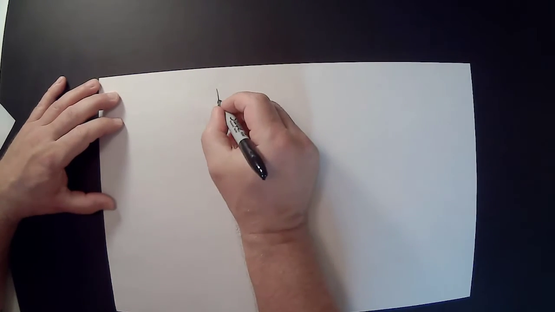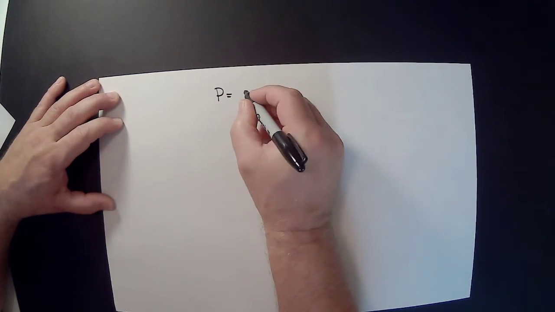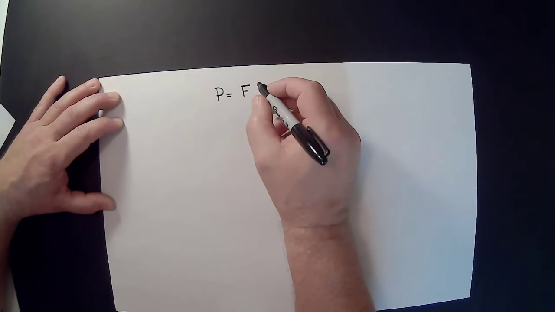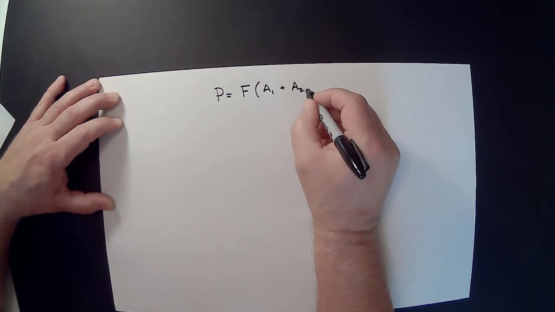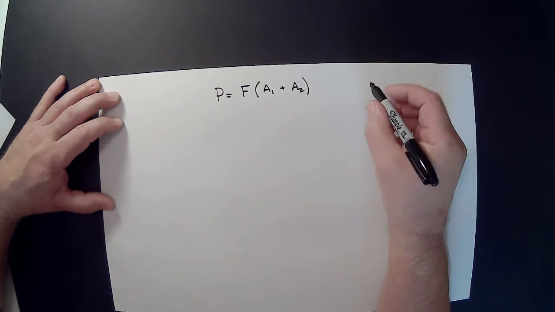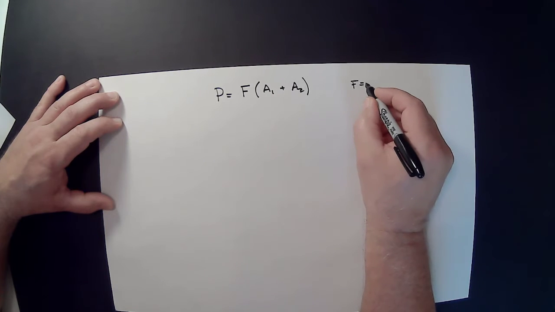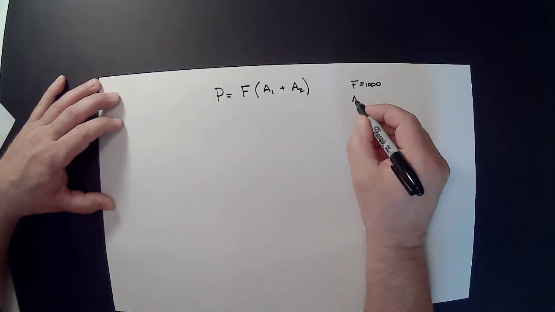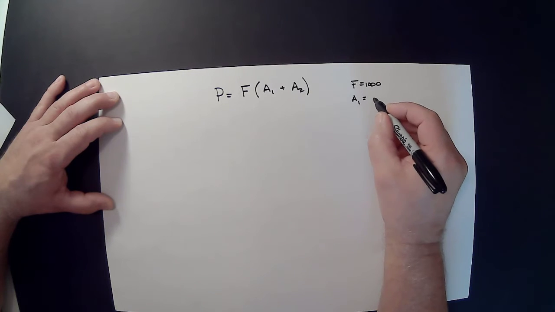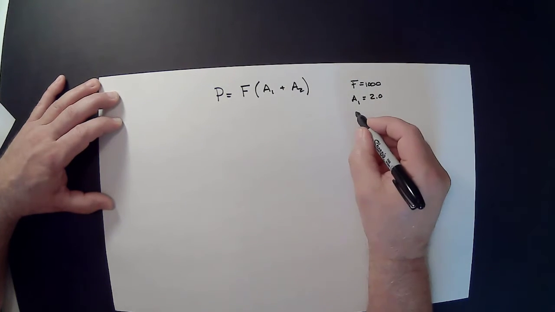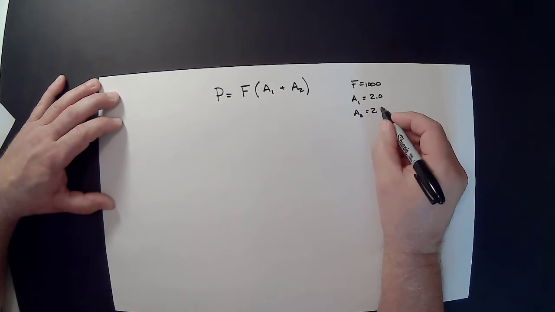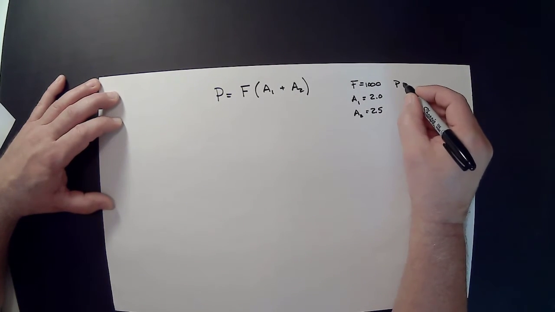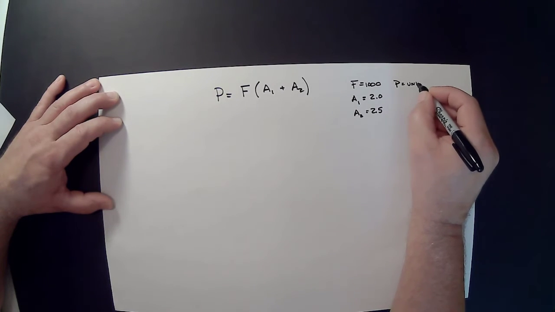Practice problem 3 looks a little bit different. P equals F times the quantity A1 plus A2, where F equals 1,000, A1 equals 2, and A2 equals 2.5. My unknown is P.